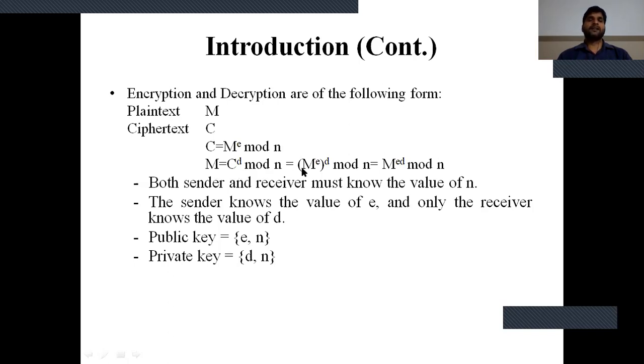Then we can write the value of M equals M to the power E D mod N. Both sender and receiver must know the value of N, that is the condition. The sender knows the value of E and only the receiver knows the value of D. So we can write the set of public key as E comma N and the set of private key as D comma N.